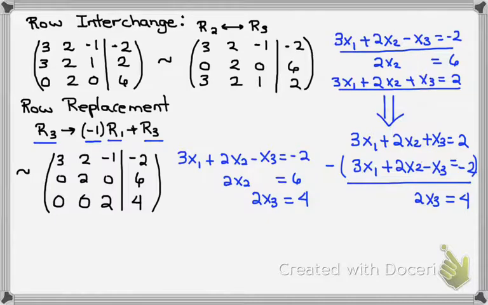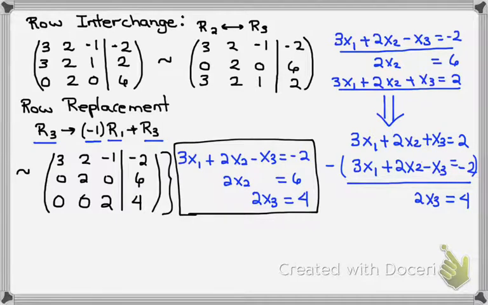Now I've taken this augmented matrix and rewritten the linear system from it, and we end up with the following new linear system. Notice that all this row replacement does, if we look at equation number 3 and equation number 1, is that we take equation number 3 and add -1 times equation number 1, and that gives us the result that we have here.